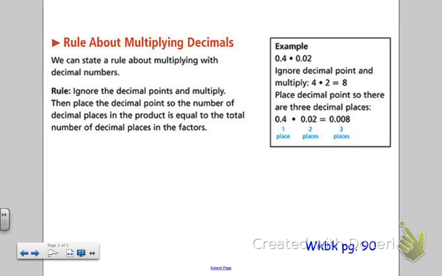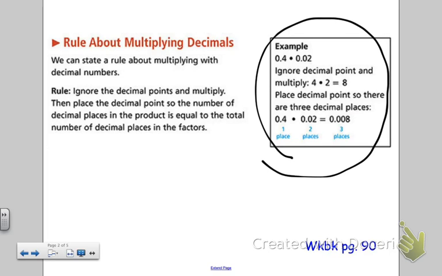Ignore the decimal points and multiply. That's it. Ignore the decimal points, multiply like you normally would. Then place the decimal point so the number of decimal places in the product is equal to the total number of decimal places in the factors. So let's take a look at the example over here.